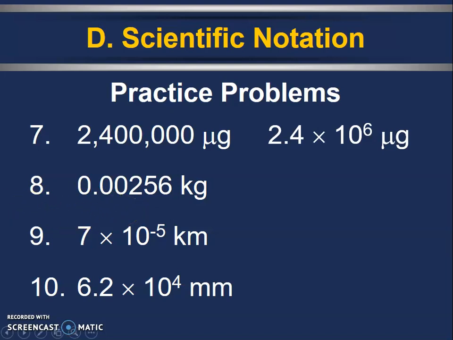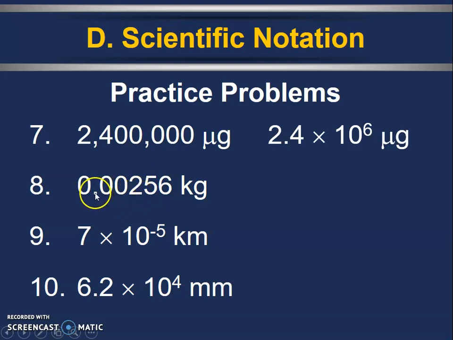There are leading zeros, but remember those leading zeros don't count because they are placeholders. But 1, 2, 3. So 2, 5, and 6 are significant. So we have 3 sig figs here. Okay, now we need to move the decimal so that it is right behind that 2. That way there's only one significant number in front of the decimal.